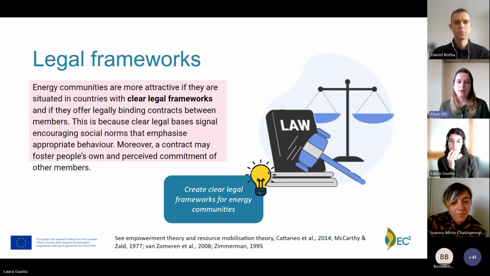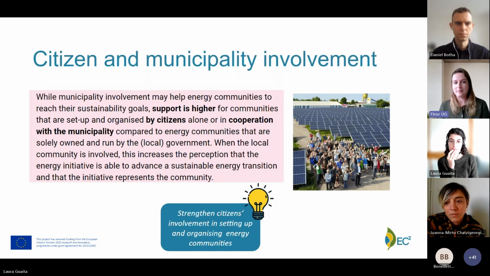And thirdly, we saw that while municipalities are very important for helping energy communities to reach their sustainability goals, and this was also one of the recommendations of Policy Brief 5, of course, from a citizen perspective, actually we saw that there was higher support for energy communities that were either formed from the bottom up or in cooperation with the municipality.